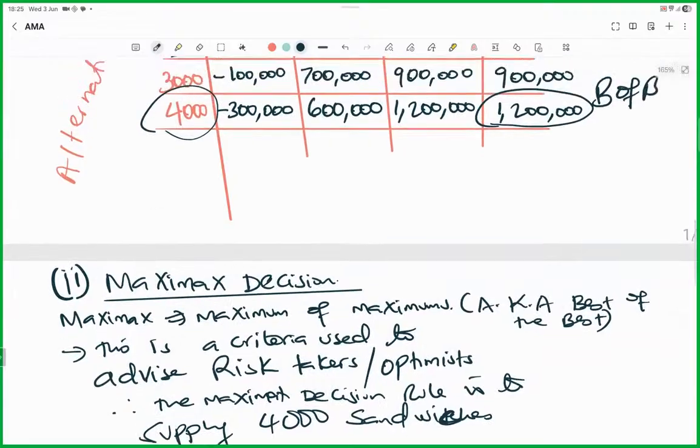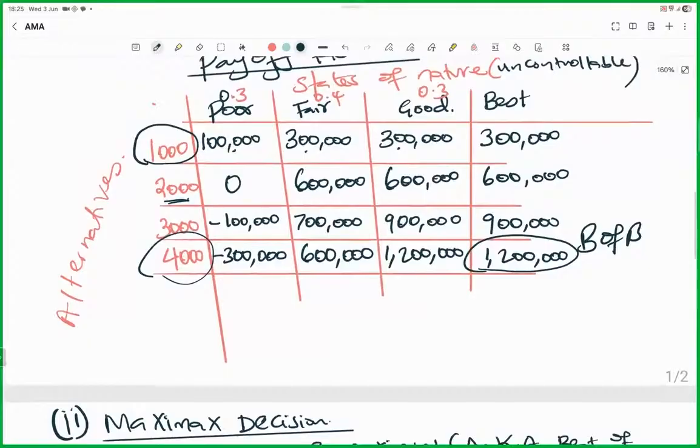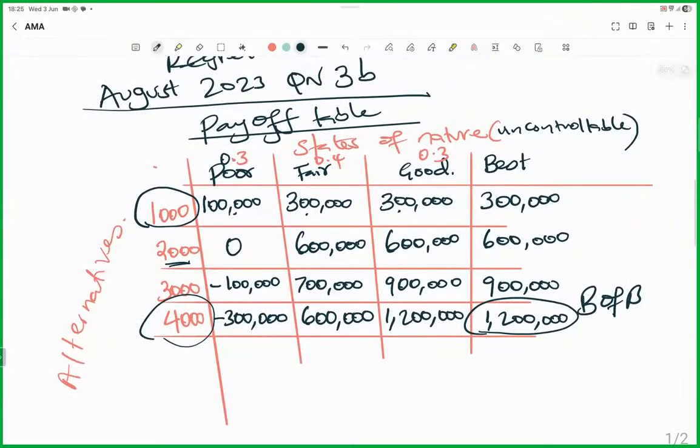So then, Vienna, now it's your turn to copy this up. And once you finish, which sitting is this? It is August 2023, question number 3B. So Vienna, I'm waiting for you to give me a thumbs up for me to continue. You can take a screenshot. She's done. Okay, thank you so much.